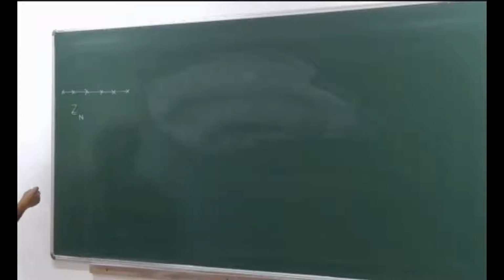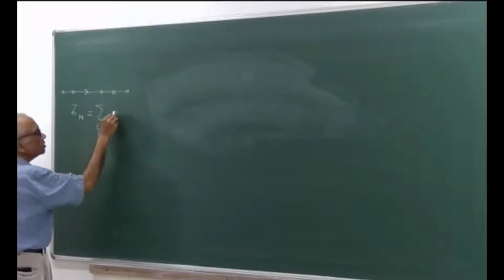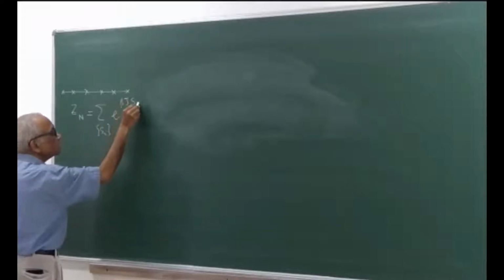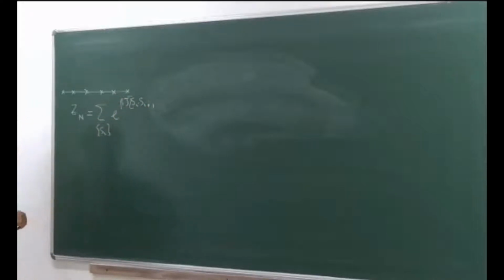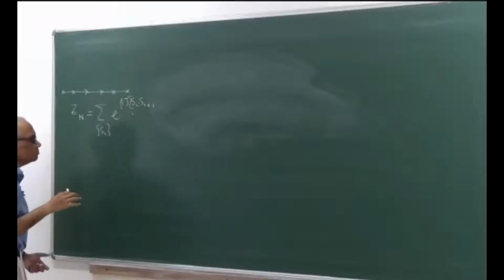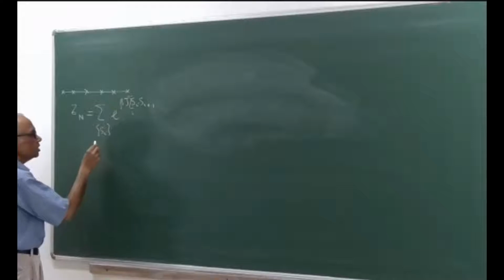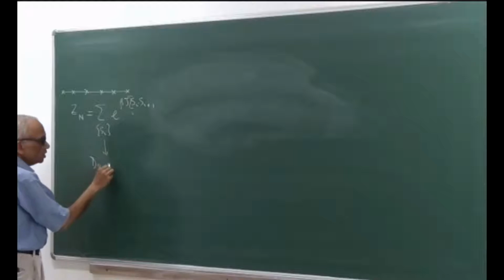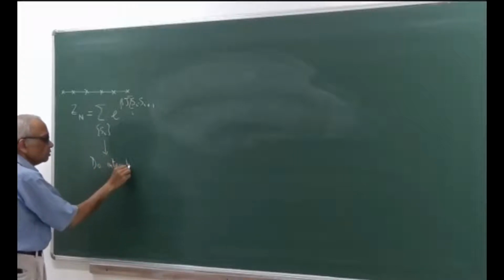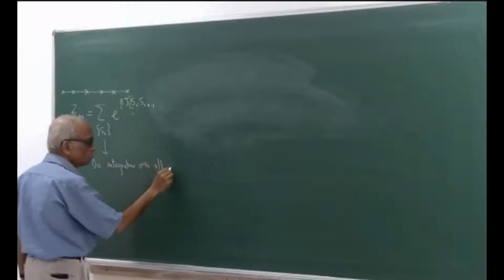What we decided was that this was a sum over all spins of e to the power beta J s_i s_{i+1}. So sum over all configurations, and sum over i over here. And what we said was, let's break up this evaluation into step-by-step processes, where the first step is to do the summation over all odd spins, for example.